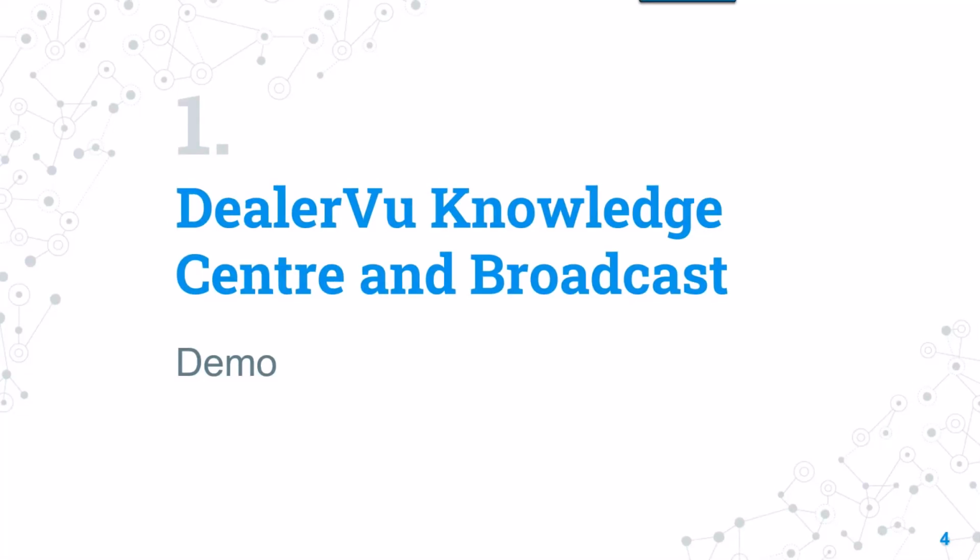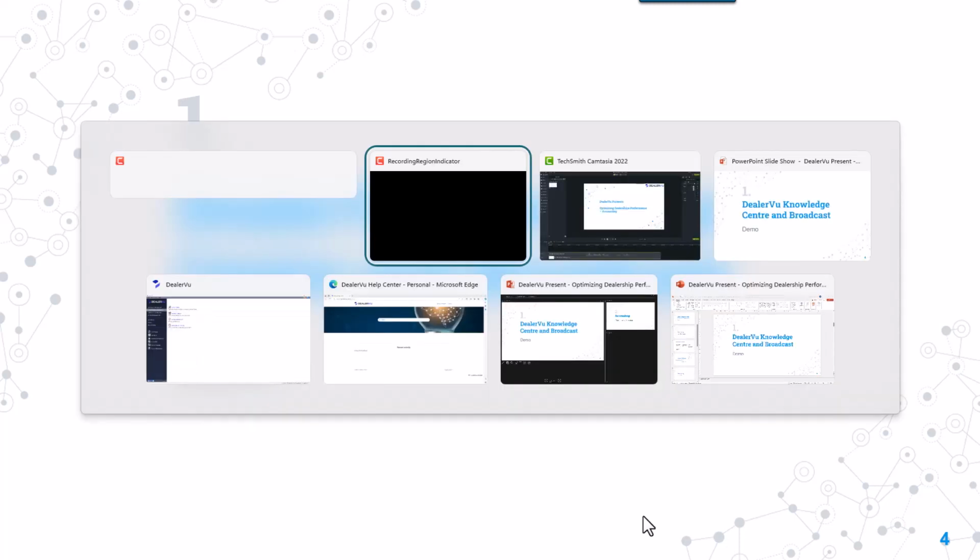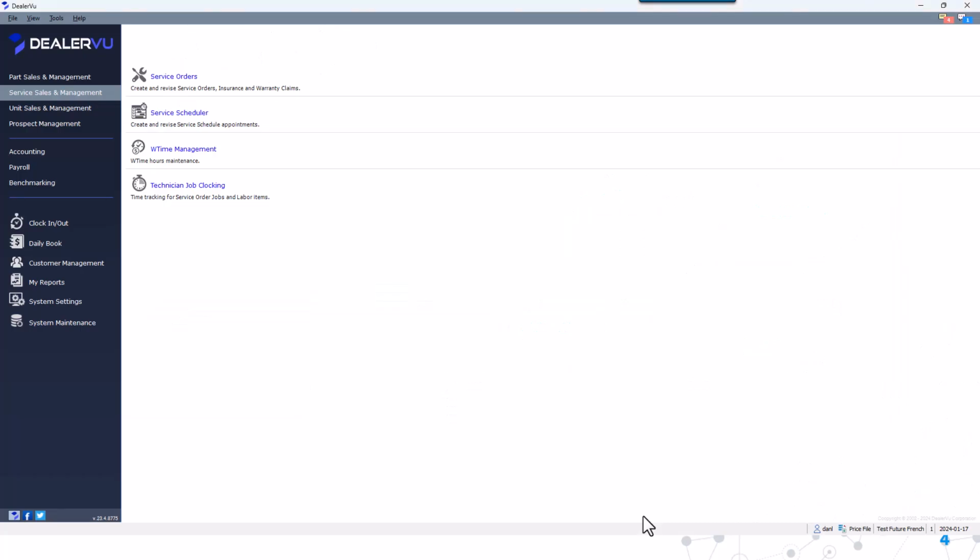In light of the technical difficulties we had yesterday during the webinar, I've decided to re-record the DealerVu Knowledge Center and broadcast demo. To get to the broadcast tool, you simply have to open your DealerVu home screen. Typically, it was located on the bottom right as a little bullhorn, but we have made an enhancement in the upcoming version that now puts it at the top right and actually tells you how many broadcasts were sent.